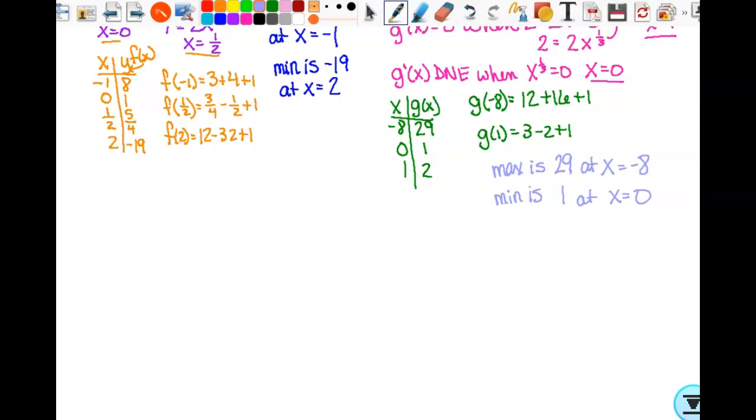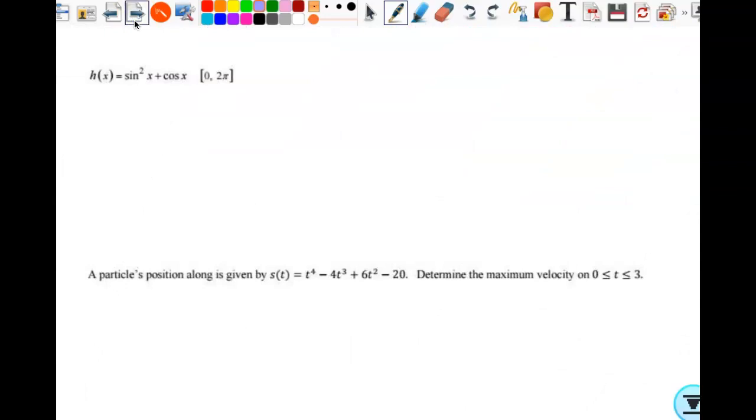You don't have to do the little graph every time. I just did it that first time so you could see what was happening there. Are we good? Any questions? Okay. All right.